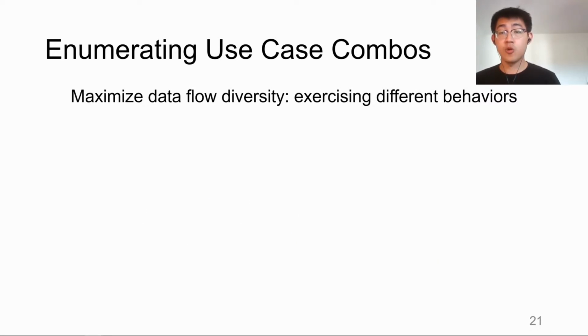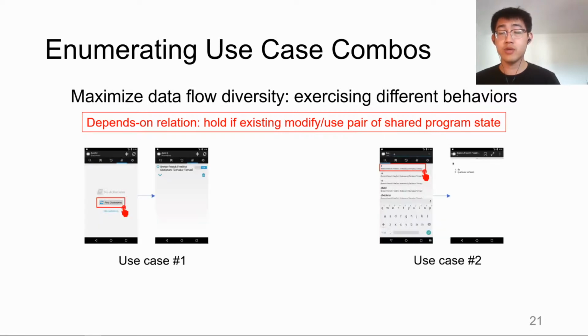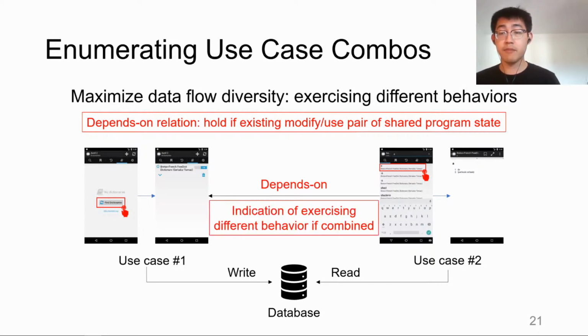For better testing performance, we also want to maximize data flow diversity so we can exercise different behaviors of the app. We do so with depends-on relations between use cases. If the first use case writes some shared program state like the database, and the second use case reads it, then the second use case depends on the first one, which is an indication that if these 2 use cases are combined together in a combo, the second use case is likely to access different behavior of the app. Therefore, we want such relations exhibited in a combo as much as possible.